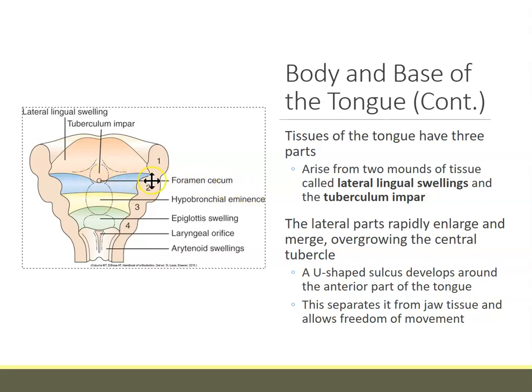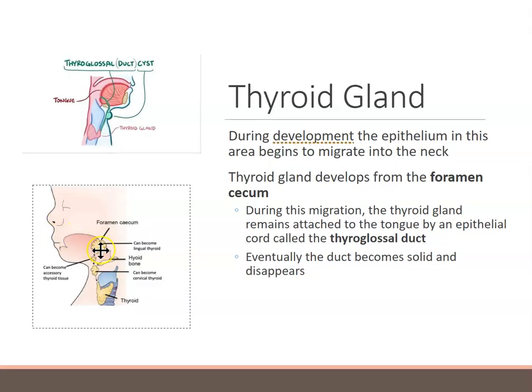It's known as the foramen system, and this is where the thyroid gland starts to get formed. Let me show you a better picture. So here's the foramen system, and you can see the thyroid gland, which is right here, starts to go down, down, down, and it goes to where it's supposed to be, into the neck. Okay, so it starts at the foramen system and then just migrates downwards until it goes to where it's supposed to be.